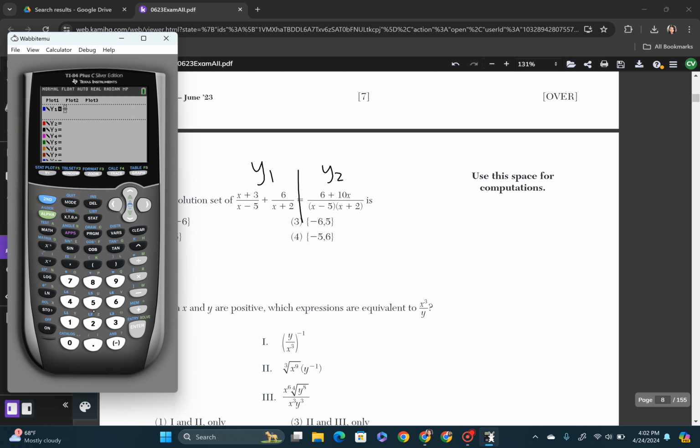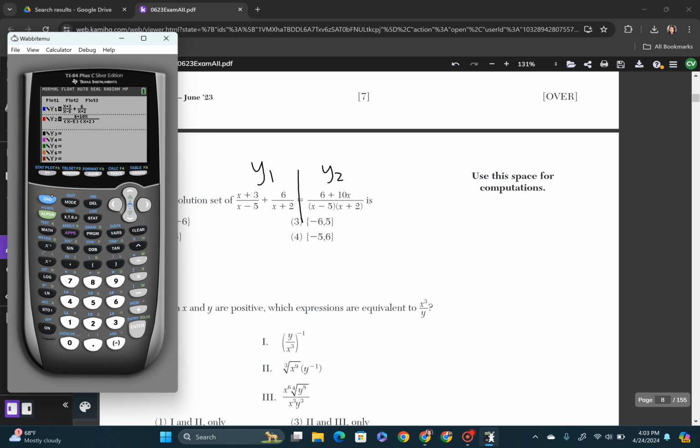Go down. Have a plus sign. And then another function. So alpha y equals. See how I'm doing this? If I'm taking the time to do this, you should be doing this as well. So this is x plus 2. And then I'm going to go to my y2 and I'm plugging in another fraction. So I have on top 6 plus 10x. And again, just make sure you're typing this in correctly. And this is x minus 5. Minus 5, close parentheses, and x plus 2. Okay. And then I go to my table.